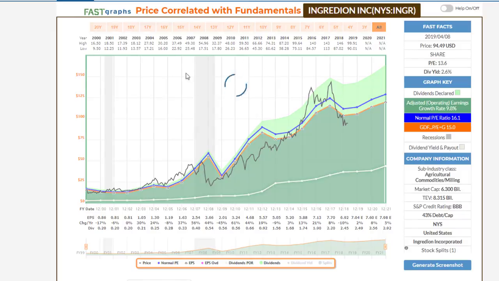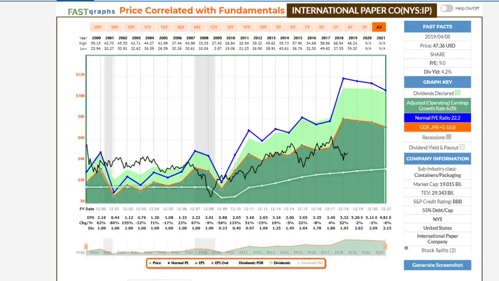I think that's one of the main points I'm trying to make here. My next company is International Paper, highly followed. It has a very high yield, only a 9 PE. Not a lot of growth compared to the other stocks we looked at, only 6% growth. And again, look at the cyclicality.